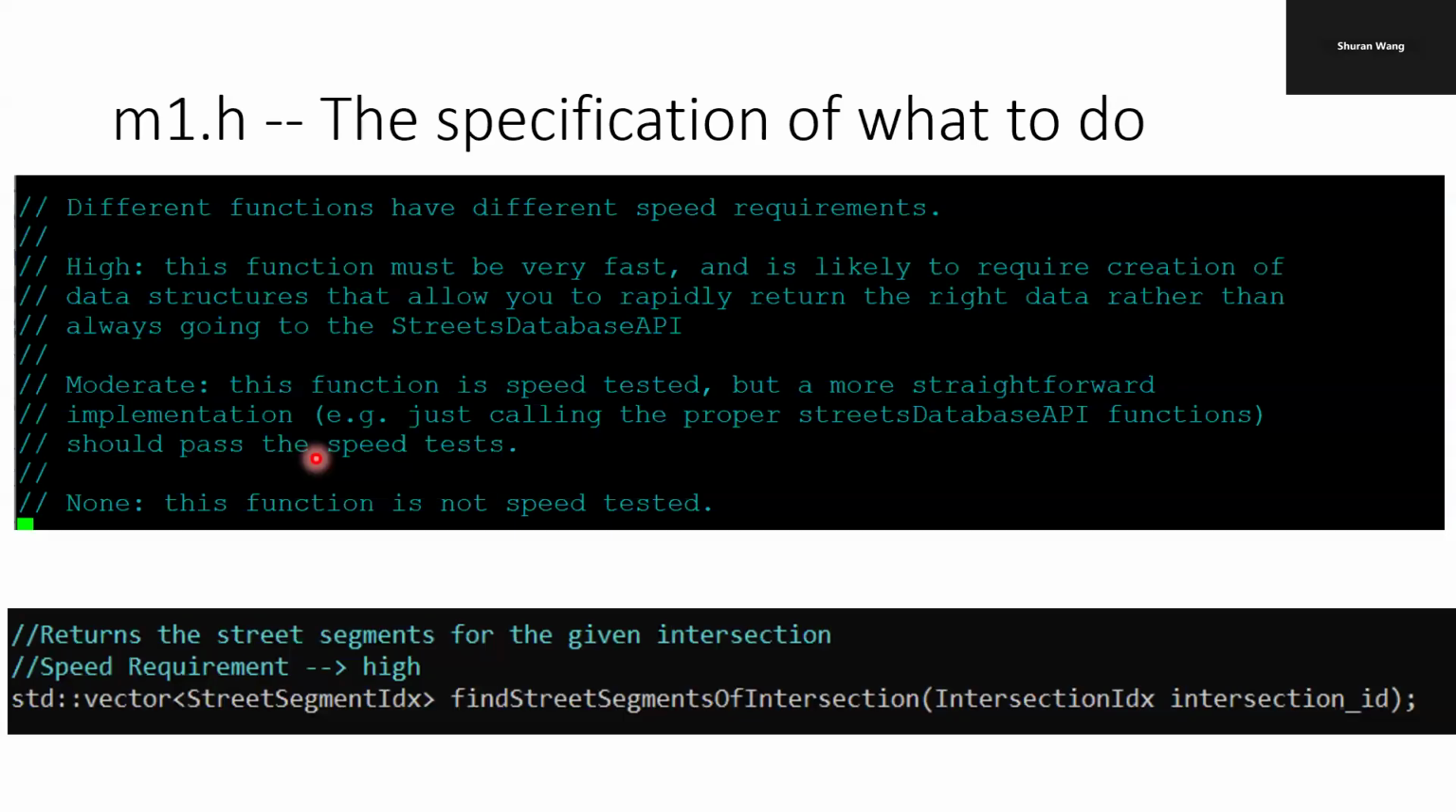In M1.h, we have this chunk of comment that's defining the different levels of speed requirements. A high speed requirement means that this function must be very fast and you'll need to create some data structures to rapidly return the right data rather than just building the vector itself inside the function. Moderate means this function is speed tested, but you can do it in a more straightforward way, like what we just did. Now, this function is not speed tested. For the function that we're implementing, we need to do a high speed requirement.